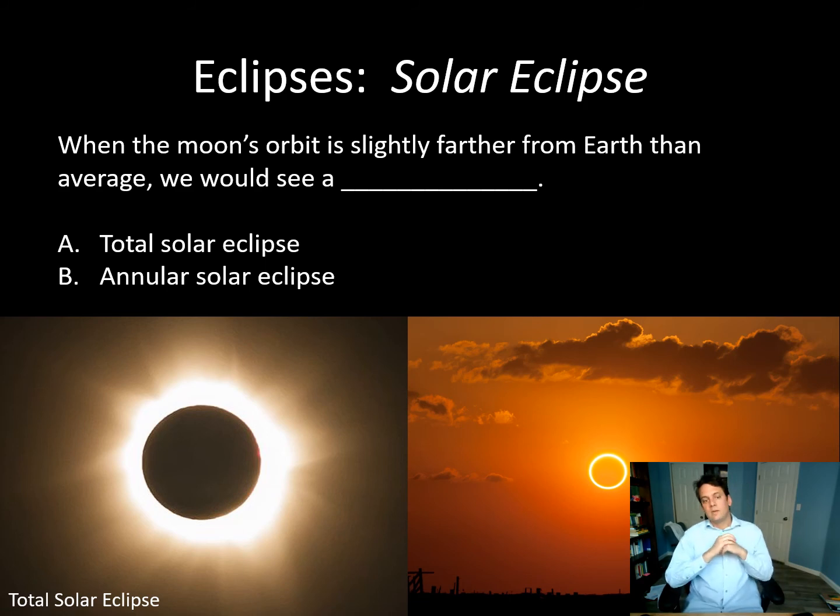So I mentioned this just a little bit ago, but I'll give you 20 seconds or so to review and ponder it again. When the moon is in its orbit and is slightly farther away from the Earth than it is on average, which of these two cases would we see? Would we tend to see a total solar eclipse on the left, or would we be more inclined to see an annular solar eclipse as on the right? Again, I'll pause for a few seconds and let you think about that.